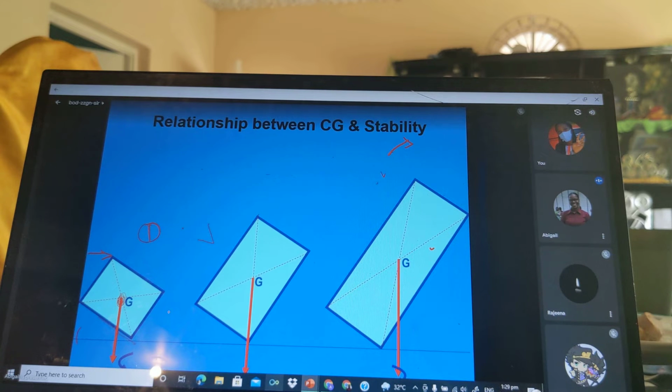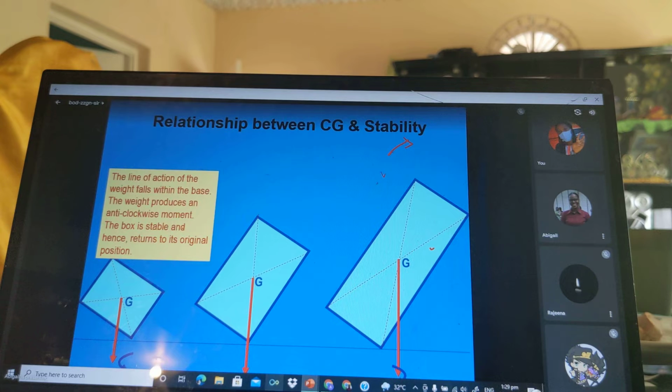So now you displace it a little bit, and the line of action of the weight, where the center of gravity acts from, still falls within this lower base right here. It's going to go back to its original position. So we say that it creates what we call an anti-clockwise moment, an anti-clockwise turning. That's what moment means. So it will be stable. The box is stable, hence it will return to its original position.